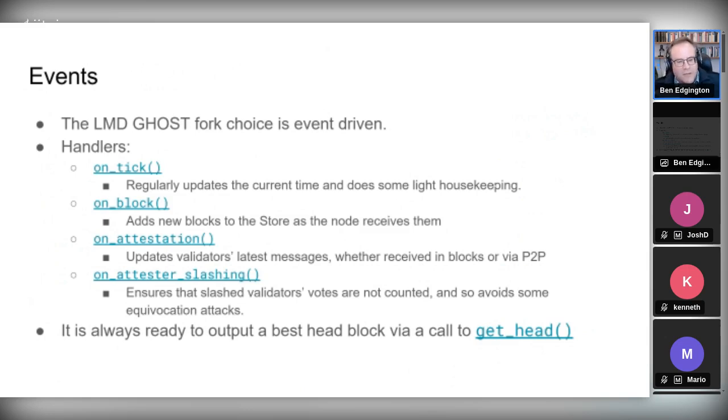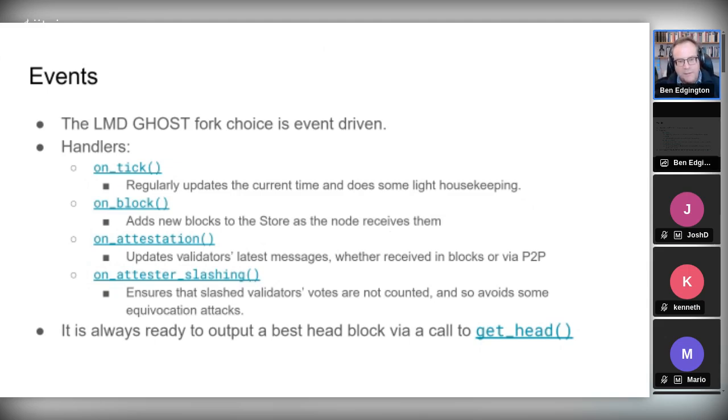A tick is just a regular call. It could happen like twice per slot. In Teku, we did it twice every second, so every half second we'd perform a tick, and the fork choice would update its time and do some housekeeping. More interesting is on block. This is what happens when my node receives a block on the wire from anywhere. Then this event is triggered, and the handler adds blocks to the store as and when the node receives them.